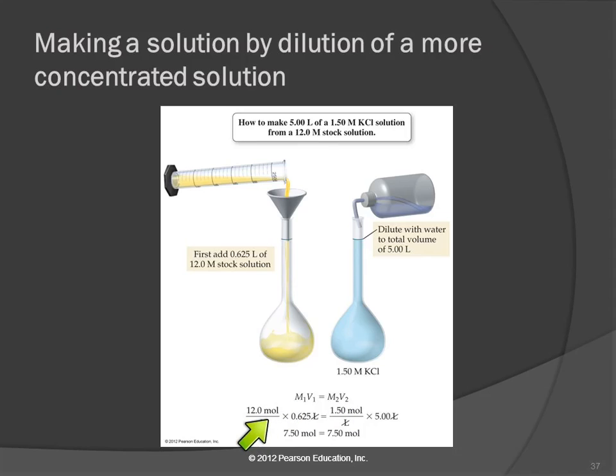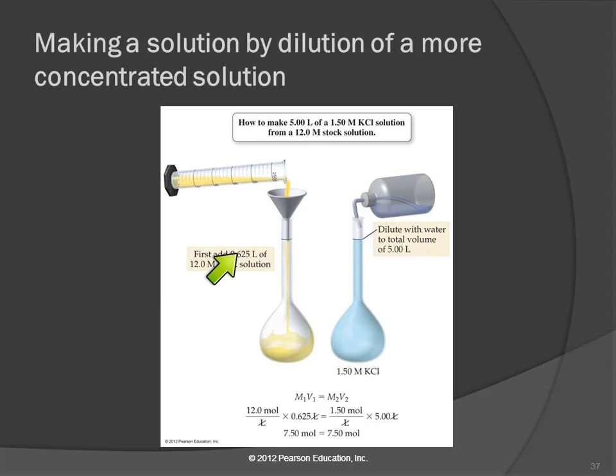See, I don't like it when they do this, but here they did it anyway. What on earth did they do? Oh, they solved it and then they stuck the numbers in. Yeah, forget that. Anyway, you'd solve the problem just like we solved the previous one. That's just confusing. It's confusing to me. You solve it and you find you need 0.625 liters of that 12 molar solution.